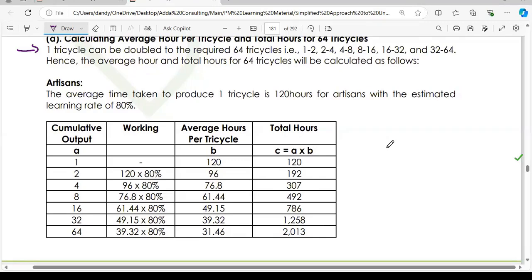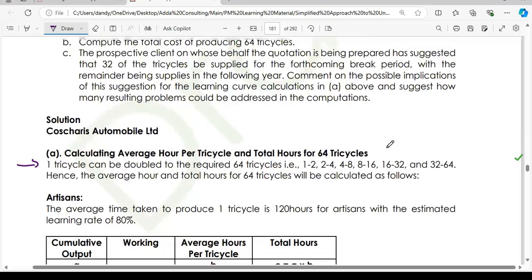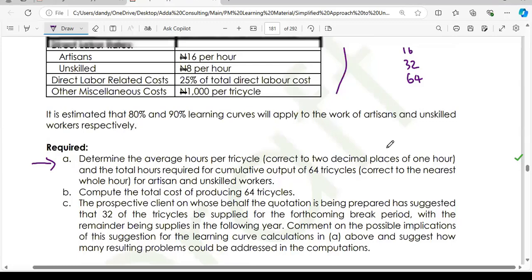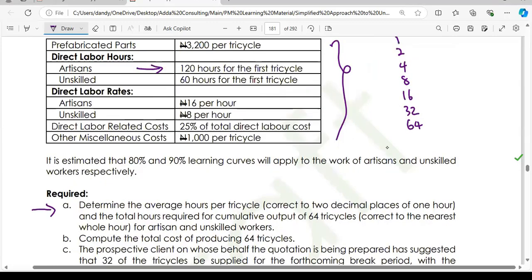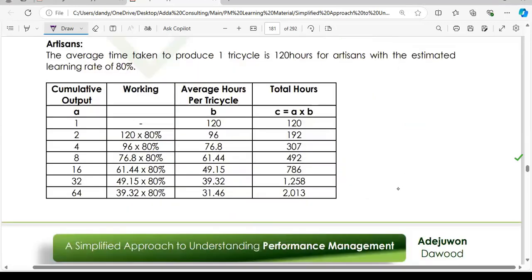Therefore, the average time taken to produce 1 tricycle is 120 hours for artisan. It's given in the question already. That's the one I showed with the arrow: 120 hours for the first tricycle. So in that case, I've already determined that I can double 1 to 64. I'm starting from 1. The average hour to produce the first tricycle is 120. 120 multiplied by 1 will give me 120. I will move to the next one. I have doubled 1 to 2 now.